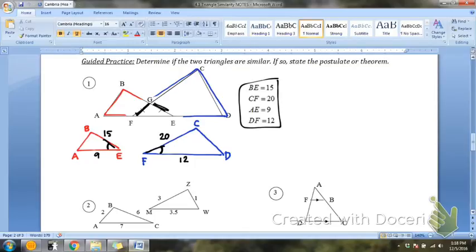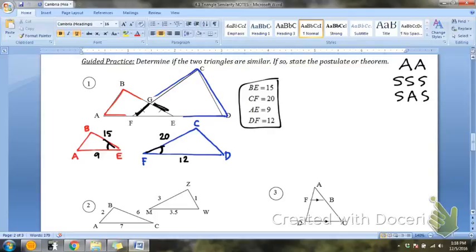Okay. Does this look like one of the three that we've talked about? Does this look like angle, angle, side, side, side, or side, angle, side? Which one do you think it looks like? Side, angle, side is what it looks like, right? Because we're missing one of those sides. Does that make sense? We're missing one side. So I only have two sides.